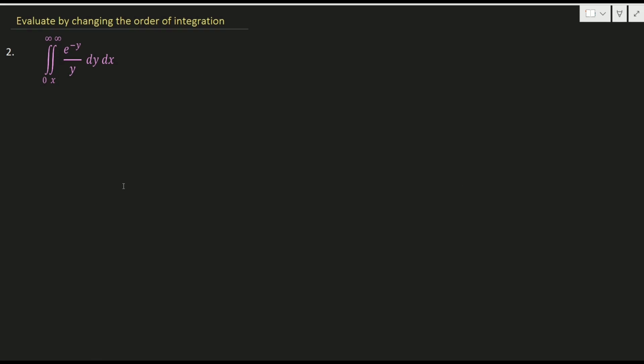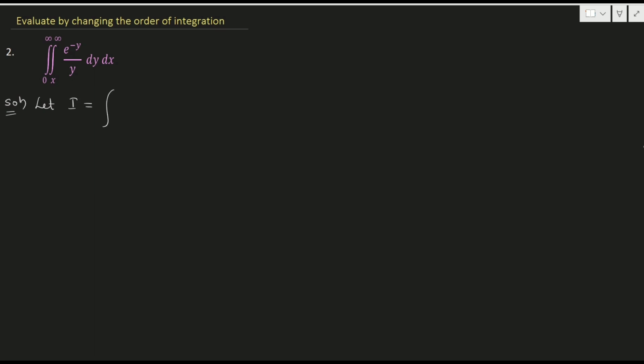We'll discuss one more example on how to evaluate the given double integral by changing its order. The given example is the integration from 0 to infinity and integration from x to infinity of e raised to minus y divided by y dy into dx.